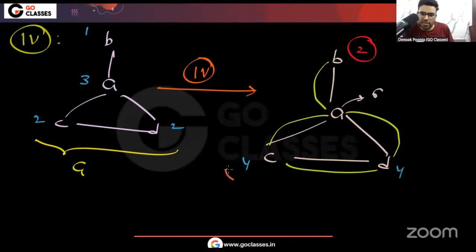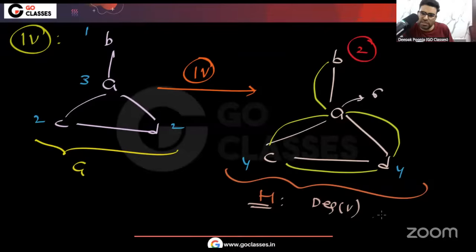So basically in this new graph H, look at the degree of any vertex V, that will be twice the degree of V in G. The degree of V in H is twice the degree of V in G. Is this clear? Please tell me. Let me know. This beautiful point, very simple point.